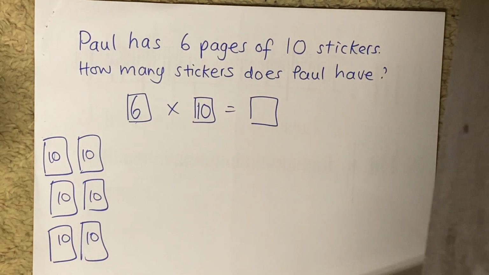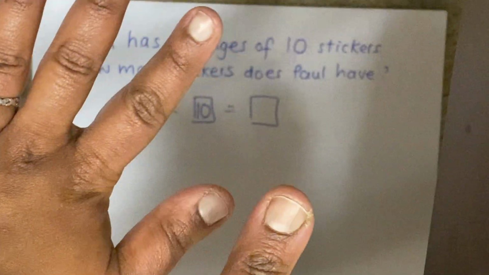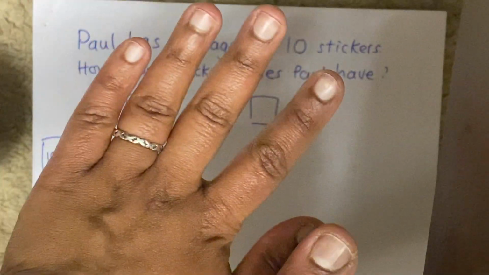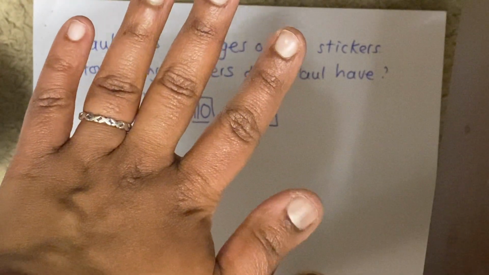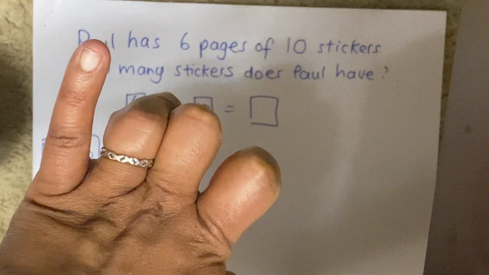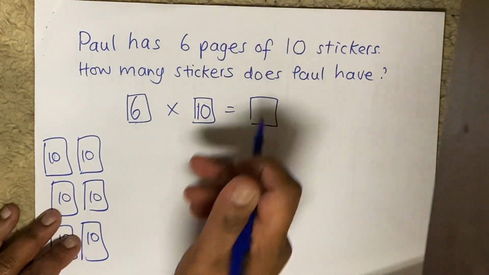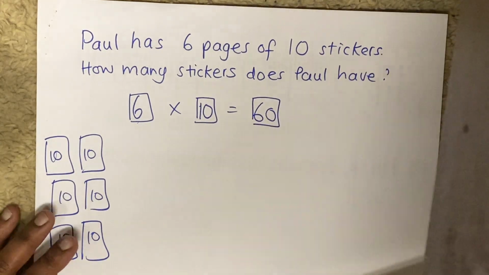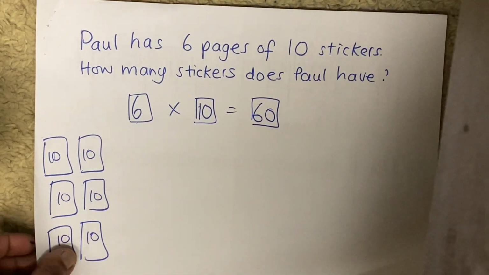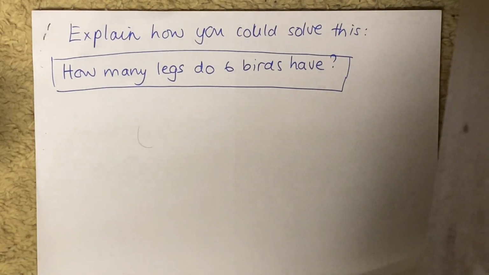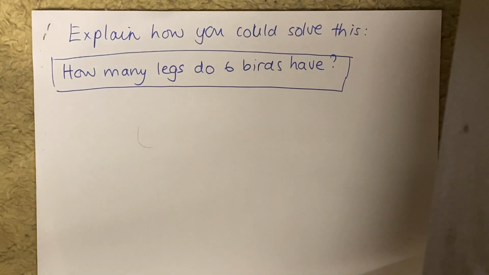If you wanted to check, remember we learned yesterday, you can use your fingers. So if you get 6 fingers to show your 6 pages and you count in tens, 10, 20, 30, 40, 50, 60. There we go. So 6 times 10 is, well done, 60. Okay, moving on. Now this question says, explain how you would solve this.